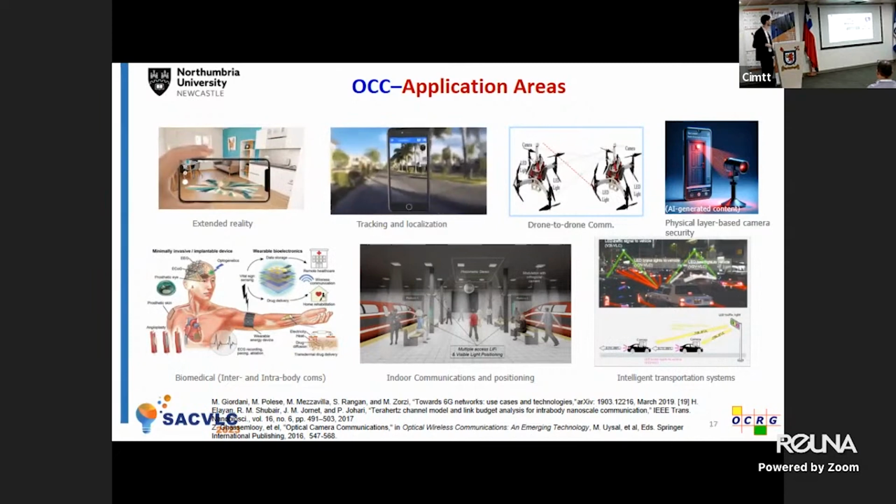You have some research that has been done. Again, indoor communication, where you lack access to GPS, or a satellite basically, where you need an alternative way to position yourself within a building. There is also an intelligent transportation system, which we highlighted previously.